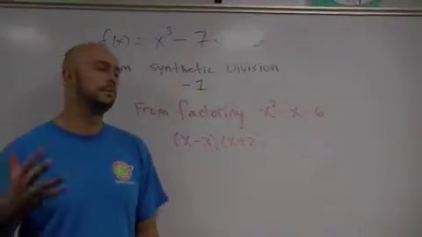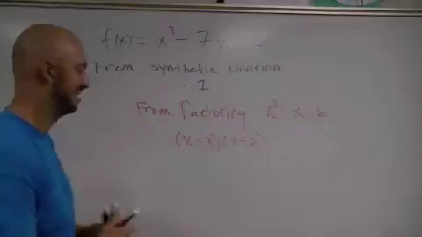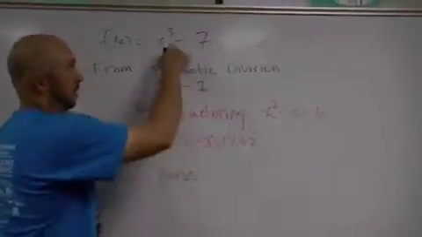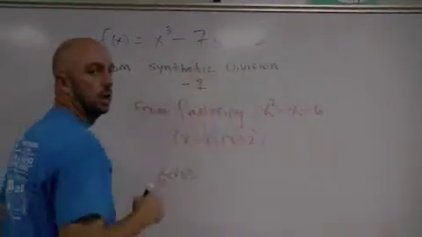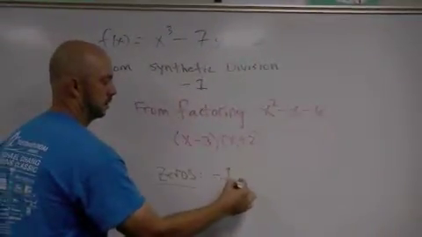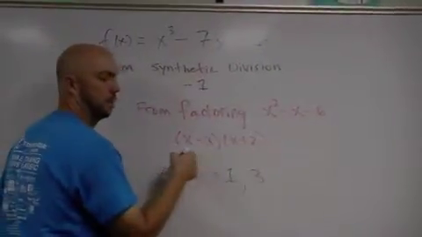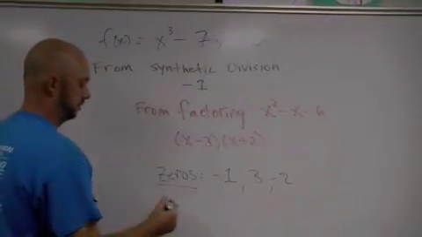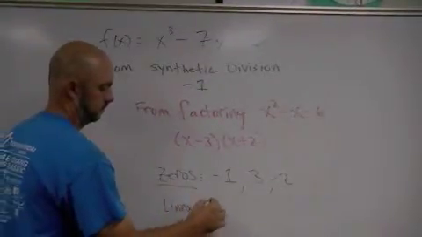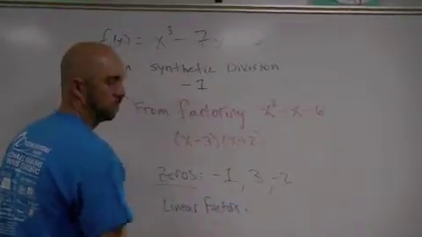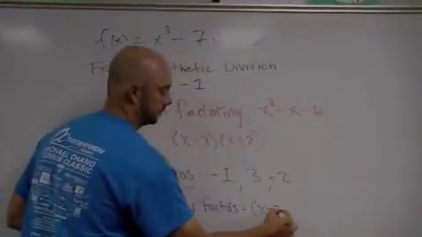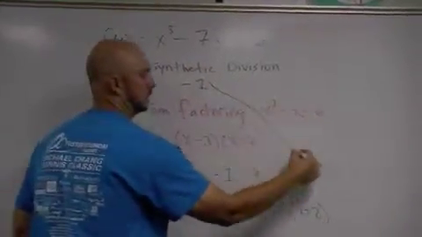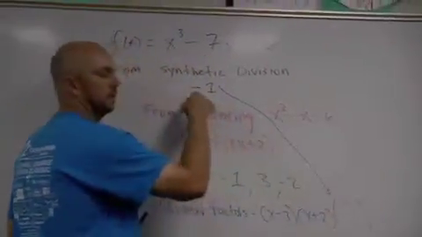How we build this and how we finalize everything and get this all done is this. The zeros of your polynomial x to the third minus 7x minus 6 are negative 1, positive 3, and negative 2. Your linear factors are x minus 3, x plus 2, and this one, x plus 1.